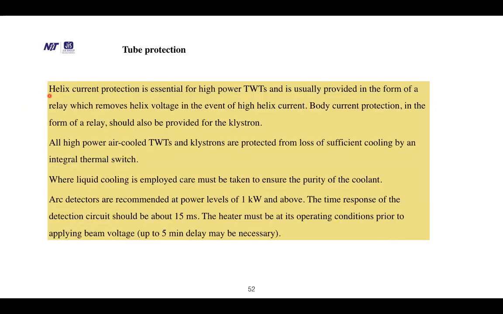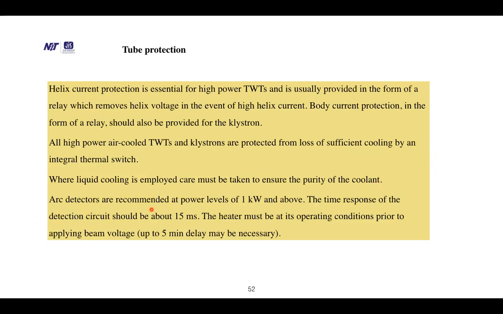Tube protection. Helix current protection is essential for high power TWTs and is usually provided in the form of a relay which removes helix voltage in the event of high helix current. Body current protection in the form of a relay should also be provided for the klystron. All high power air-cooled TWTs and klystrons are protected from loss of sufficient cooling by an integral thermal switch. While liquid cooling is employed, care must be taken to ensure the purity of the coolant.